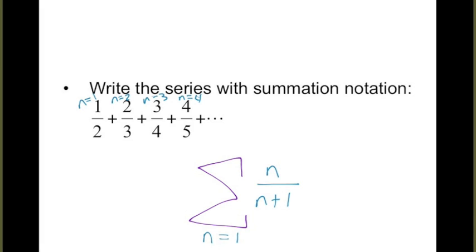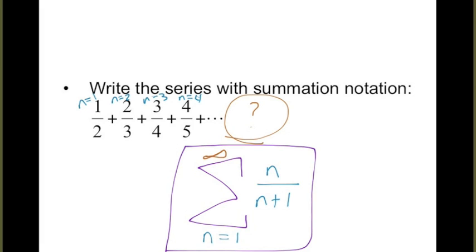Where does this series end? It doesn't. Right? We have a plus dot dot dot means this thing actually goes on forever, and the way we say forever in math is infinity. This is called an infinite series. It goes on forever and ever and ever, just a plus dot dot dot with no end.